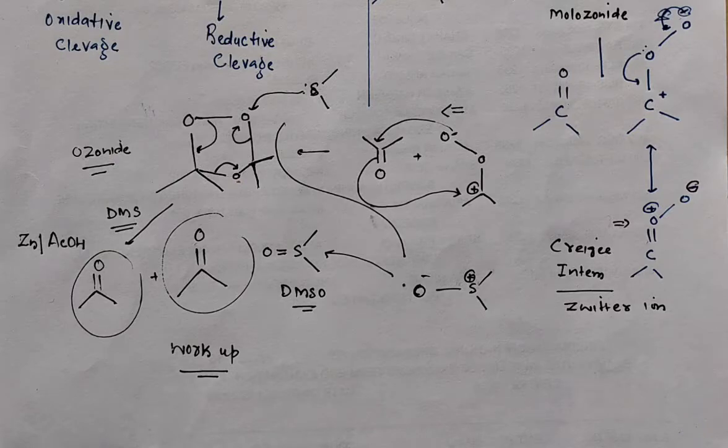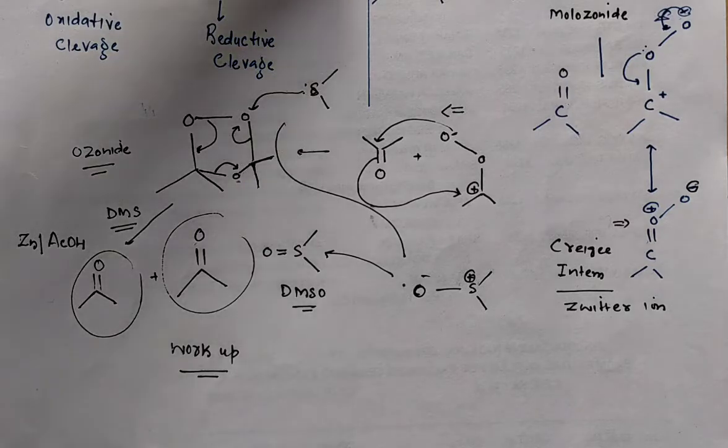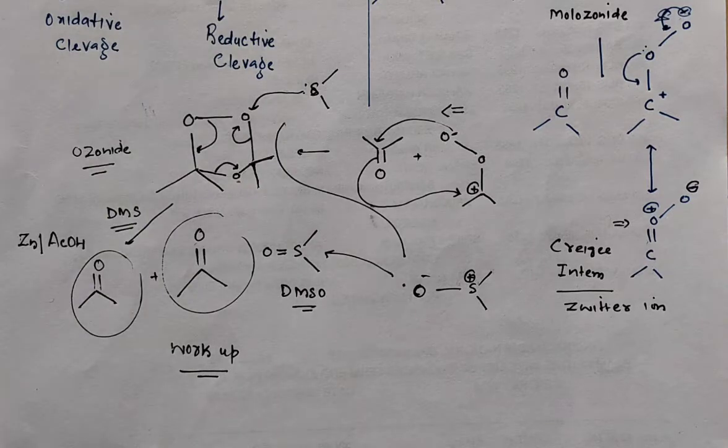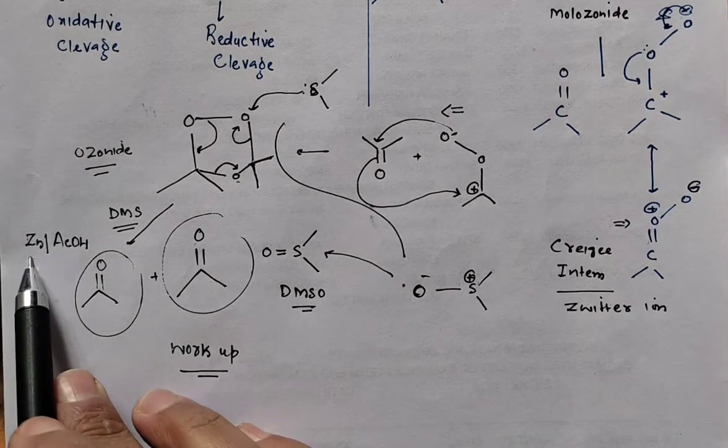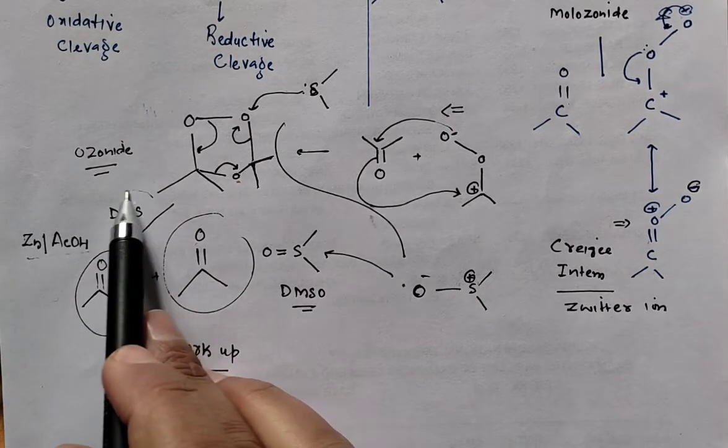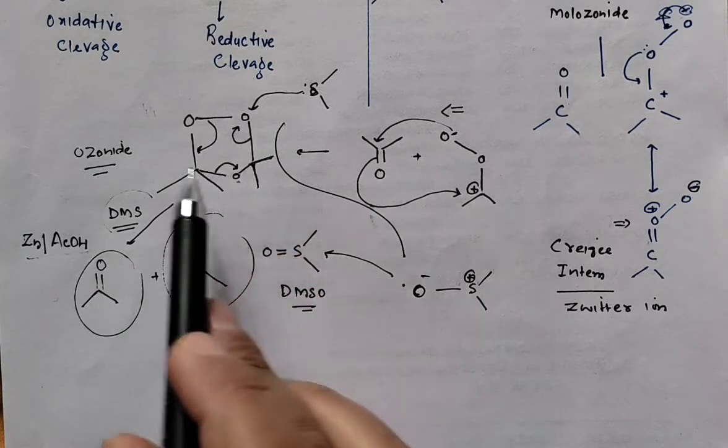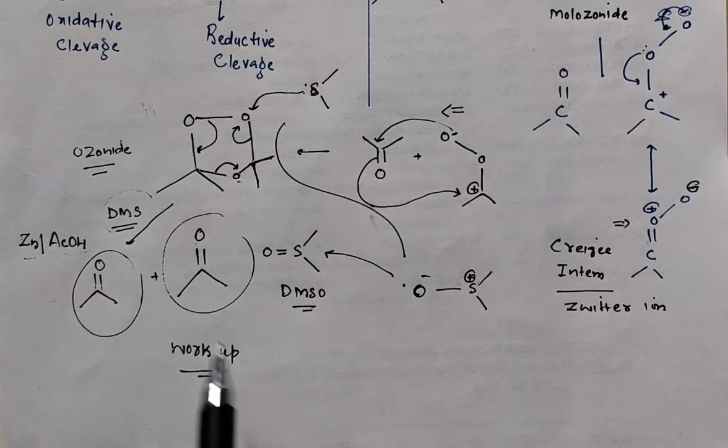So during workup, if you are adding your dimethyl sulfide or you are adding zinc in presence of your acetic acid, that's called the reductive workup. Okay. So in the reductive workup, since we use zinc acetic acid or dimethyl sulfide, this molozonide gets broken down, it gets cleaved to the carbonyl compounds. Okay. This is number one.